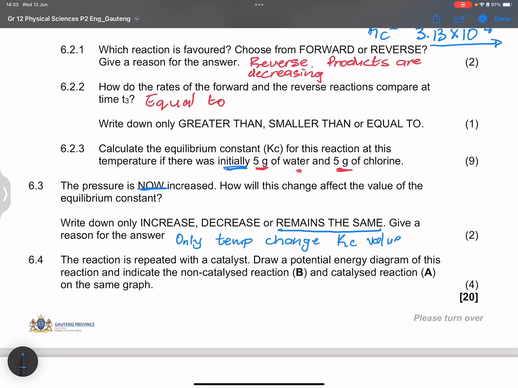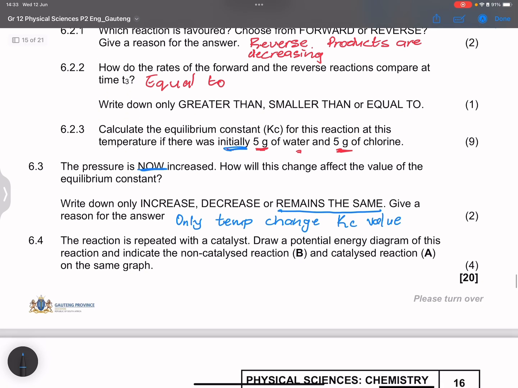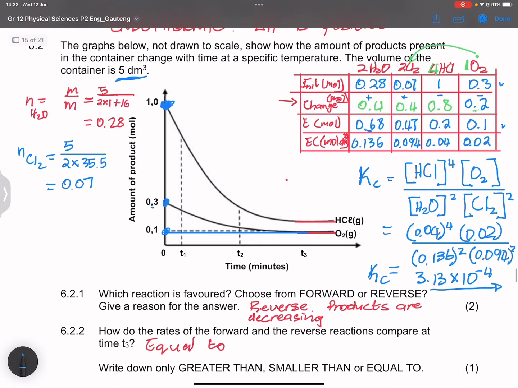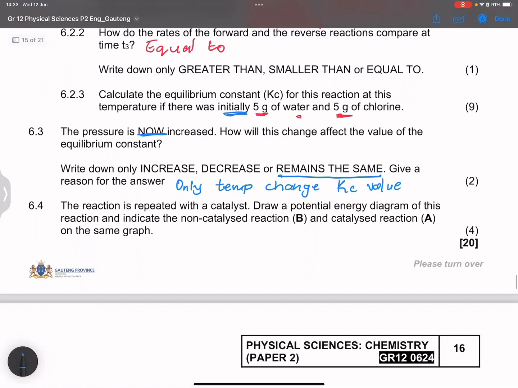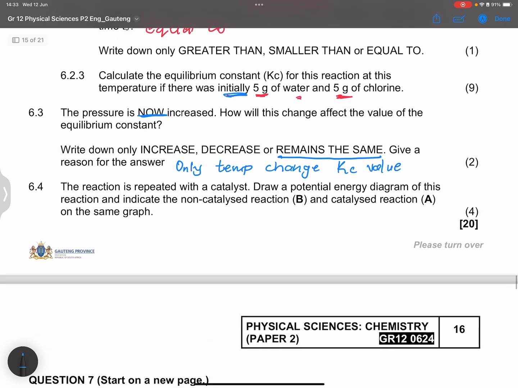And then finally, they say the reaction is repeated with a catalyst. Draw a potential energy graph of this reaction and indicate the non-catalyzed reaction, which is B, and the catalyzed reaction on the same axis. Right, let's see where I can find some space there. Okay, so let's try and draw it over there.